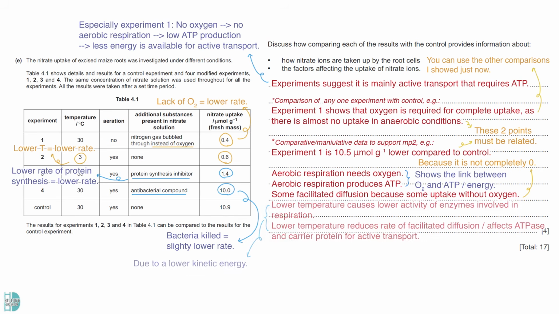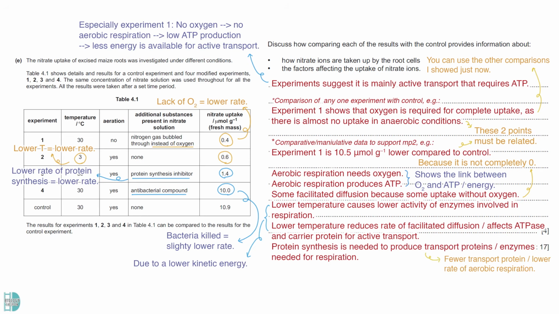Lower temperatures lead to a lower rate of respiration, as it is an enzymatic reaction. It also lowers the action of the carrier protein in transporting the ions as kinetic energy decreases. Protein synthesis affects the process by reducing the number of proteins needed for active transport and ATP production. For example, carrier proteins and the enzymes needed for ATP production.